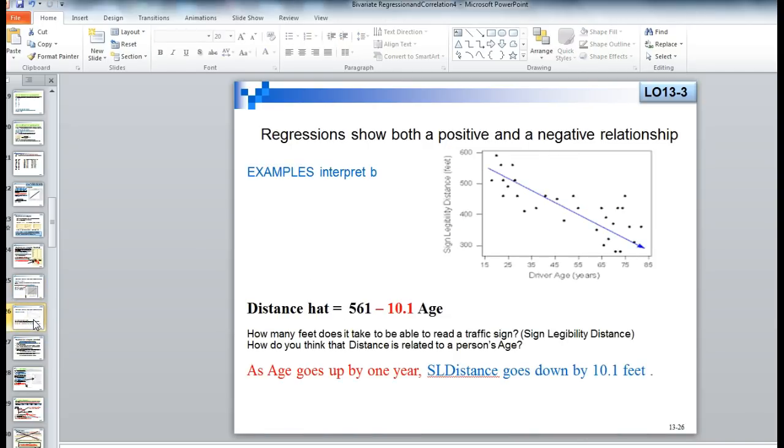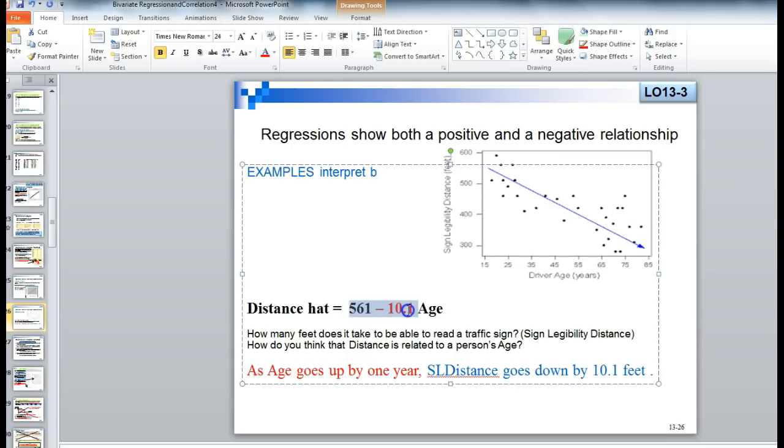Let's try this one more time. Here we have driver age and sign legibility distance. At age, say, 25, you can read the sign when it's 500 feet away. But at age 65, you can only read it when it's 350 feet away. So as age goes up, it's harder to read, needing shorter and shorter distances in order to be able to read that sign. So that's a negative relationship. As driver age goes up, distance goes down.